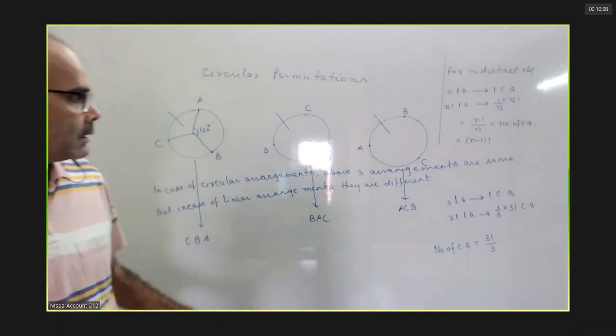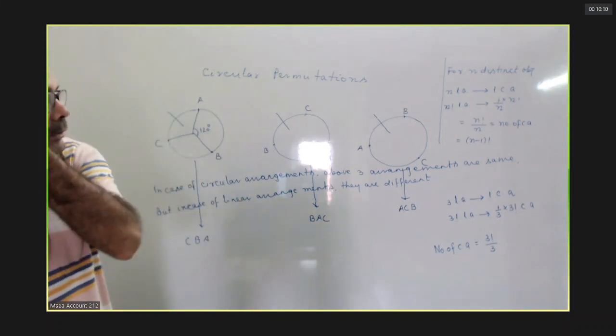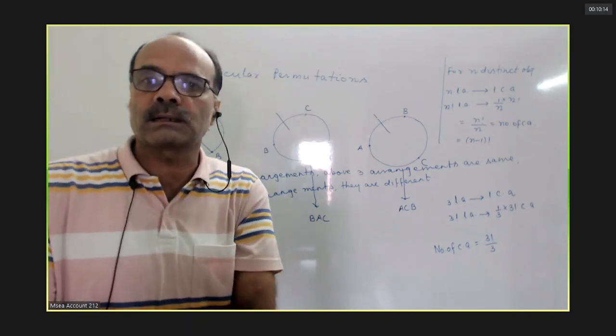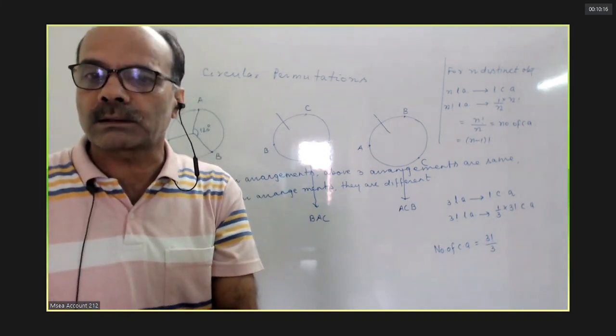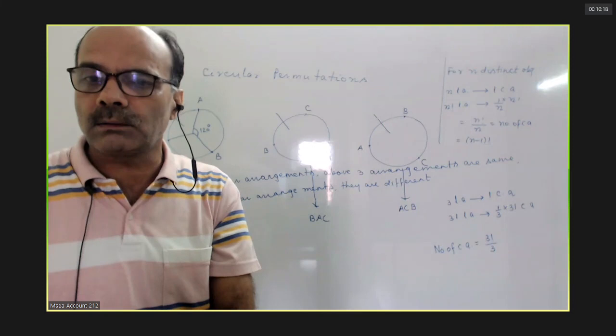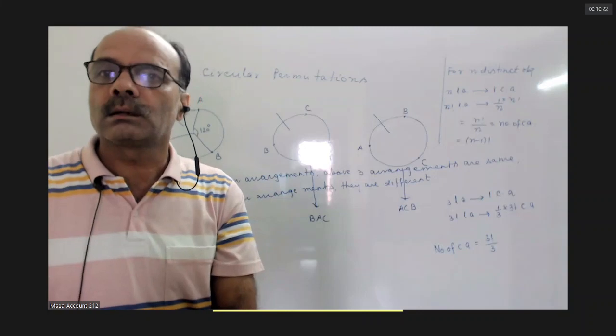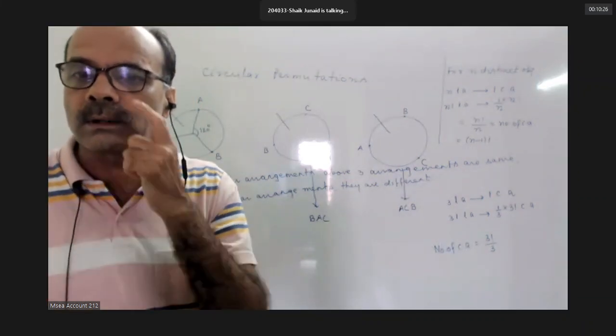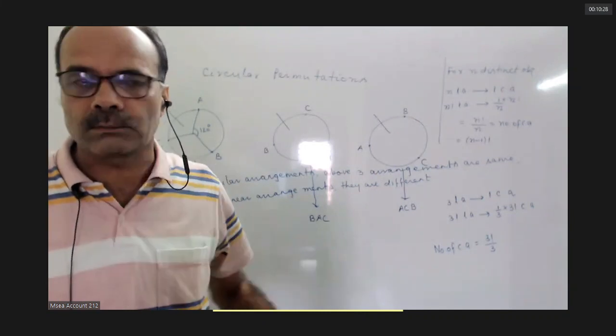Understood? The number of ways we can arrange n distinct objects in a circle is n minus 1 factorial.